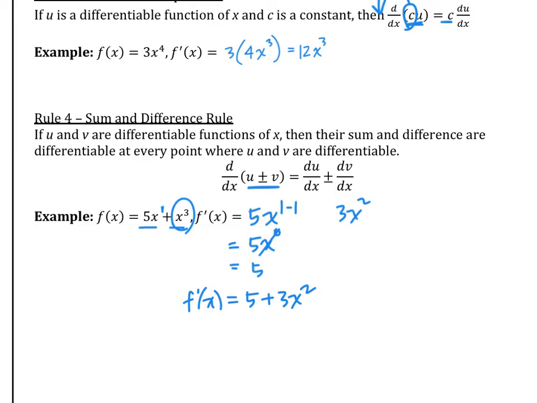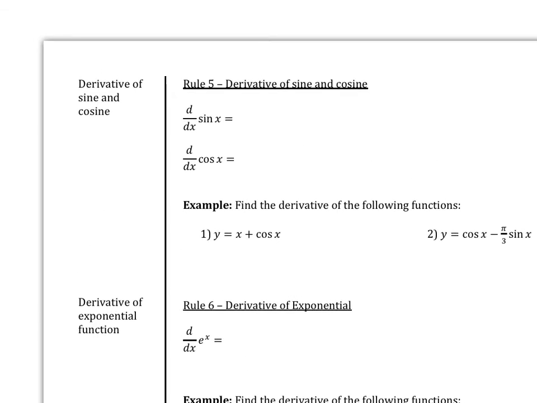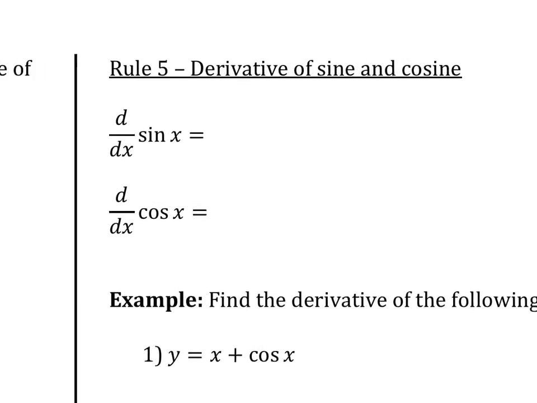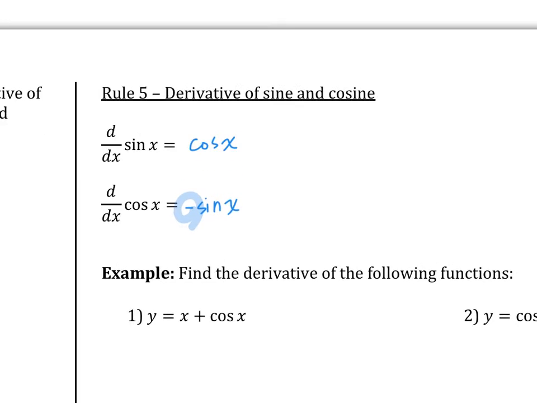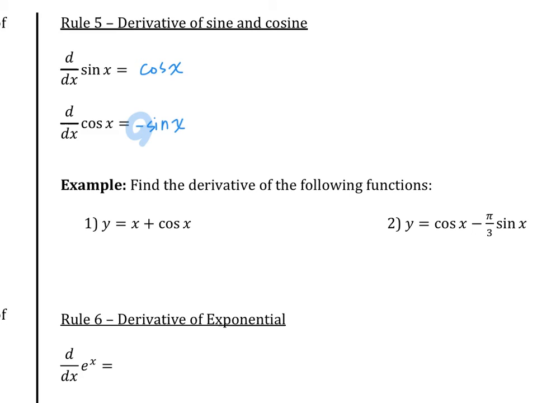Okay? Derivative of sine and cosine. This one you just have to memorize. The derivative of sine is cosine. The derivative of cosine is actually minus sine. So please be careful. There is a minus on this one. A lot of people forget which one has the minus. I did too when I was in high school. So you kind of just have to memorize it and force yourself to review it once in a while. Okay, so let's try. Find the derivative of the following function.